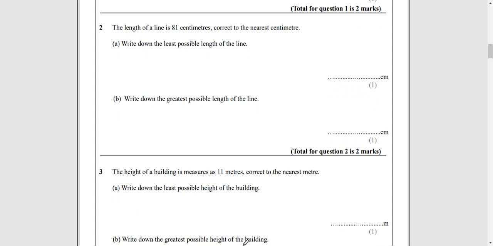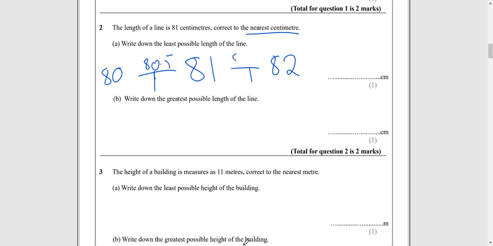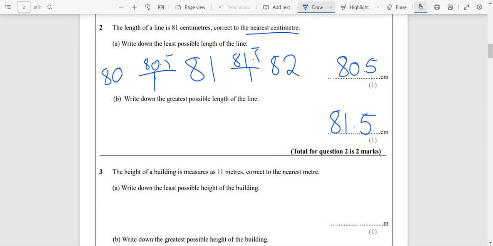Question 2. The length of a line is 81 centimetres, correct to the nearest centimetre. So add 1, 82. Take 1, 80. I don't stop there. I need to find the halfway points between them. So I've got 80.5 and 81.5. So the least possible length of the line is 80.5, and the greatest possible length of the line is 81.5.